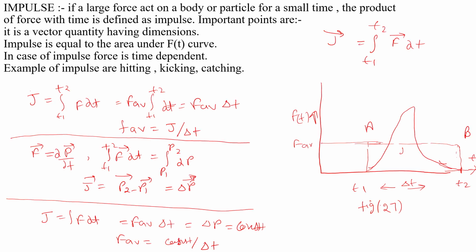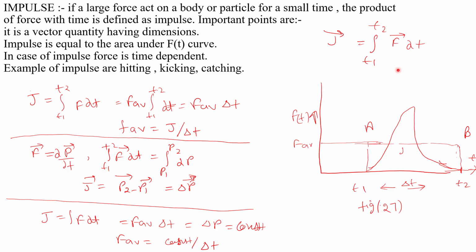Now, what is impulse? If a large force acts on a body or a particle for a small time, the product of force with time is defined as impulse. This formula is J vector equals the integration from t1 to t2 of F vector dt. Some important points: it is a vector quantity having dimension MLT^-1 and unit newton second, and its direction is the same as that of force.